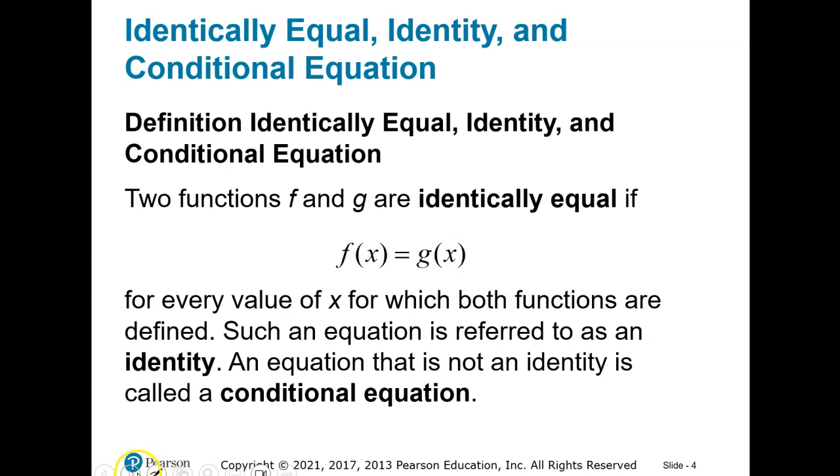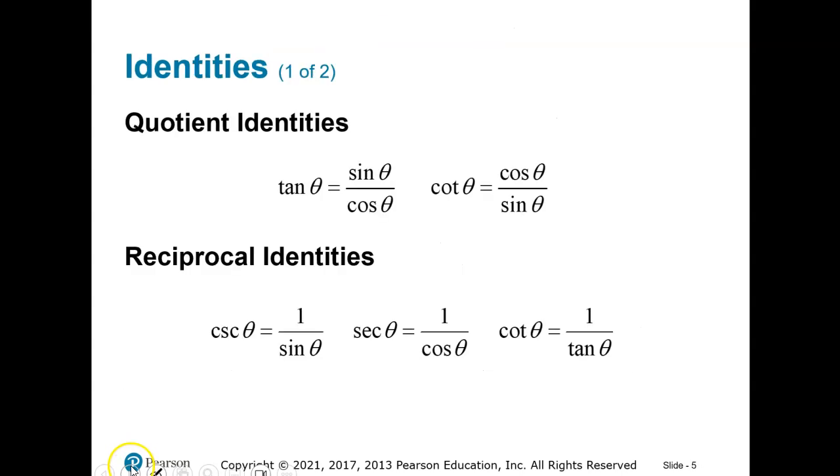So in logic, two statements, and applying it to algebra, two functions are identical if the functions are equal for all x's, and that's what we're trying to establish here with these trig functions, that the left side and the right side are completely true, always true.